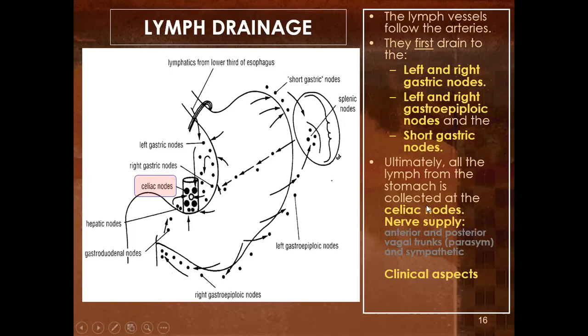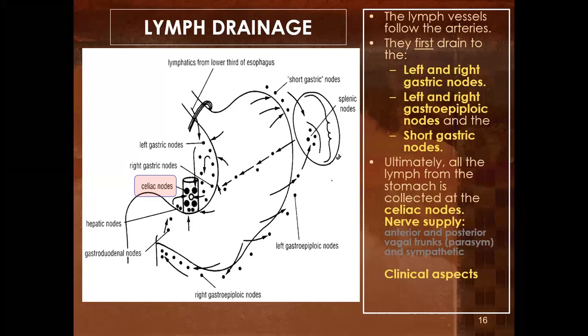Now coming to the nerve supply, it is supplied by the anterior and posterior vagal trunks, which are mainly parasympathetic. The right and left vagus will supply the stomach, and that will be the parasympathetic, and there will be sympathetic nerve supply also.